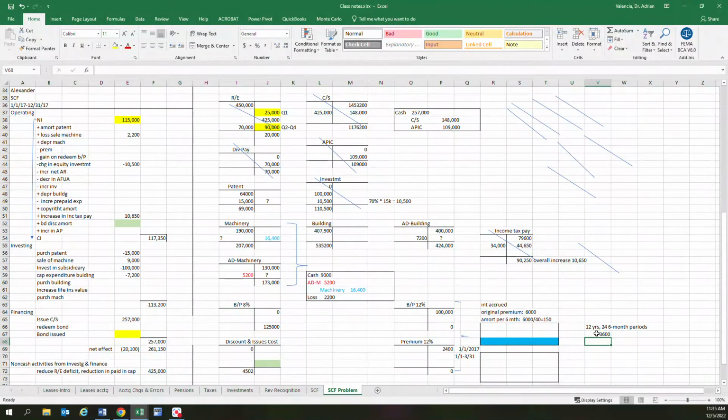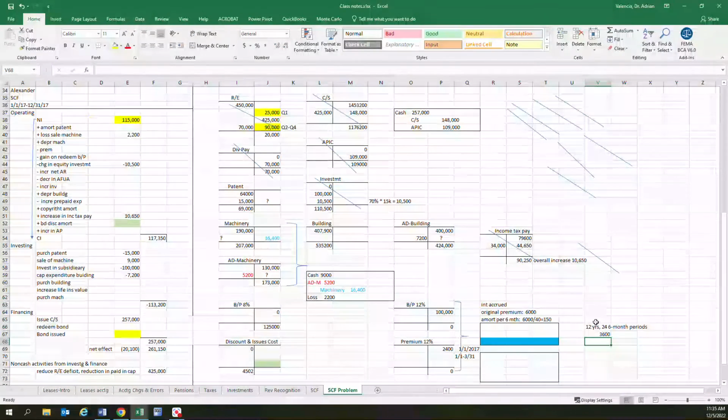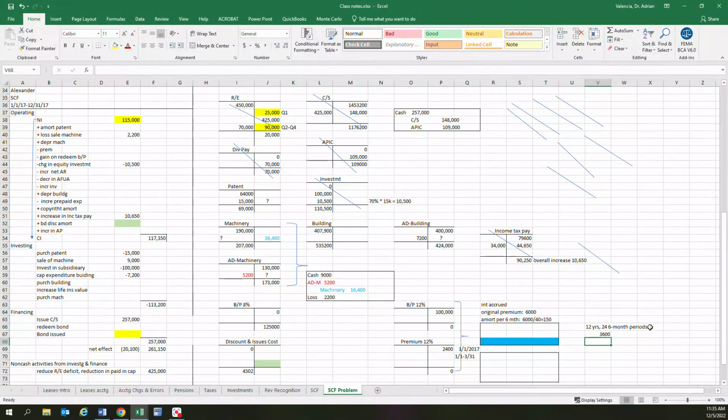My apologies. Since 2005 until the end of 2016, that's 12 years, which is 24 six-month intervals. And this 3,600 is what has already been amortized. Notice the original premium started at 6,000. This has already been amortized, so that's how we are currently at 2,400. That's not very important, but it is good to understand where these numbers are coming from, right?